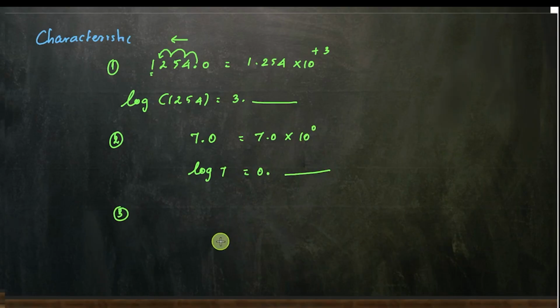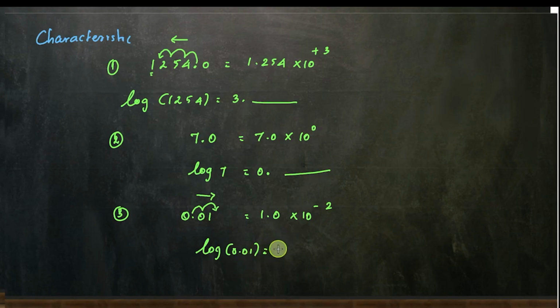The third case, if I have a number like 0.01, write this number in scientific notation. I have to move this decimal place after the first non-zero digit. After moving, I am getting the number 1.0 times 10 to a power. Since I am moving this decimal place towards the right side, minus 2 places I am moving, so minus 2. If I take the log value for 0.01, minus 2 is our characteristic value.